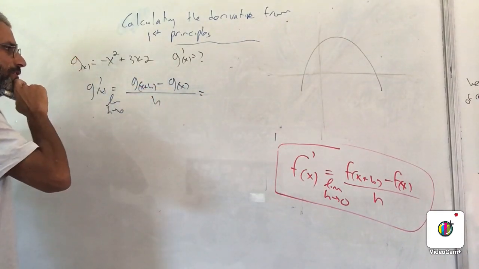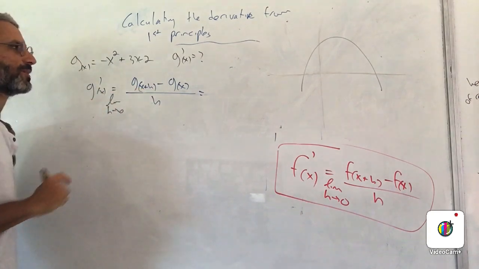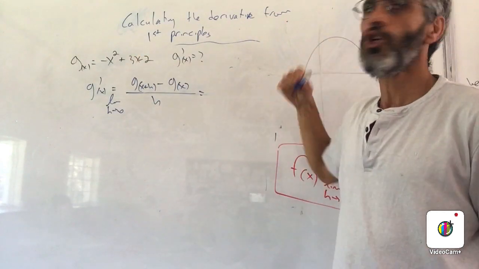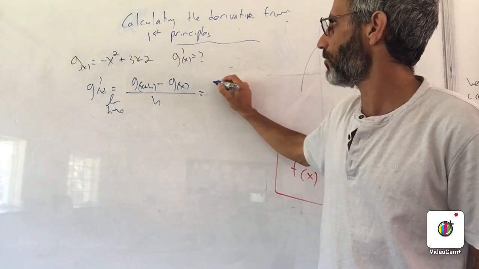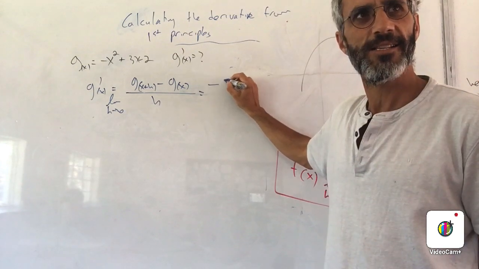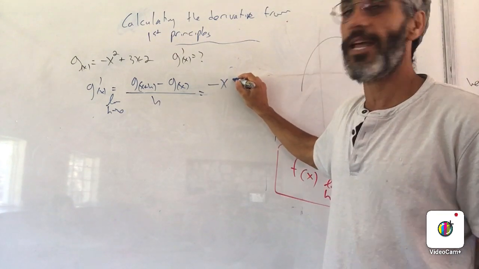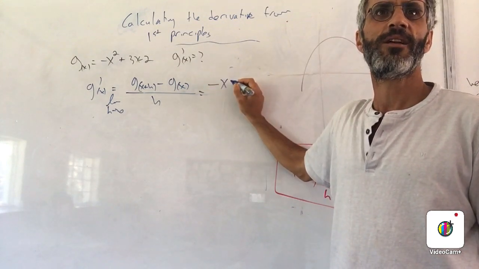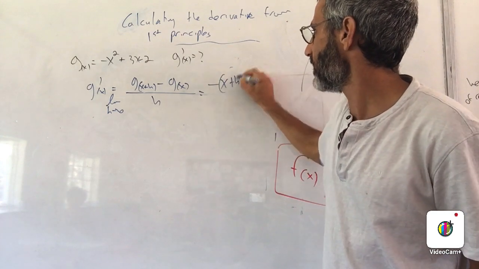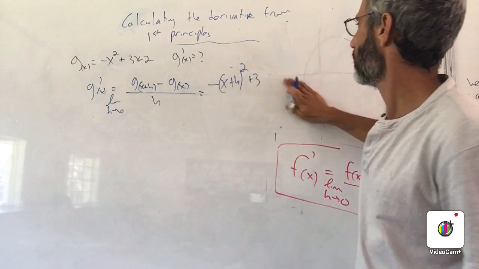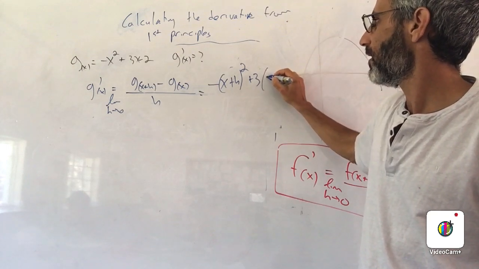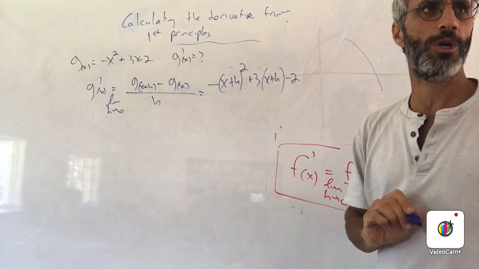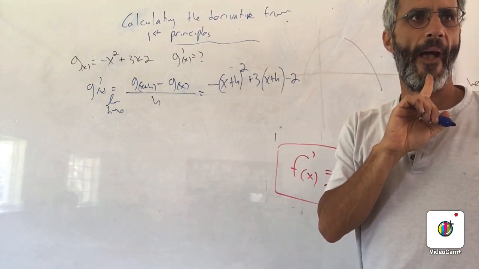Oli, that's the one you found difficult. What do I do? How do I write? I sub x plus h. So what should I write? This is my function. Sub x plus h. So tell me, I'll write. Minus x squared. Is it x squared? No. What do you sub instead of x? x plus h. So minus x plus h squared plus 3 times x plus h. You can all help, guys. It doesn't have to be just him. Minus 2.